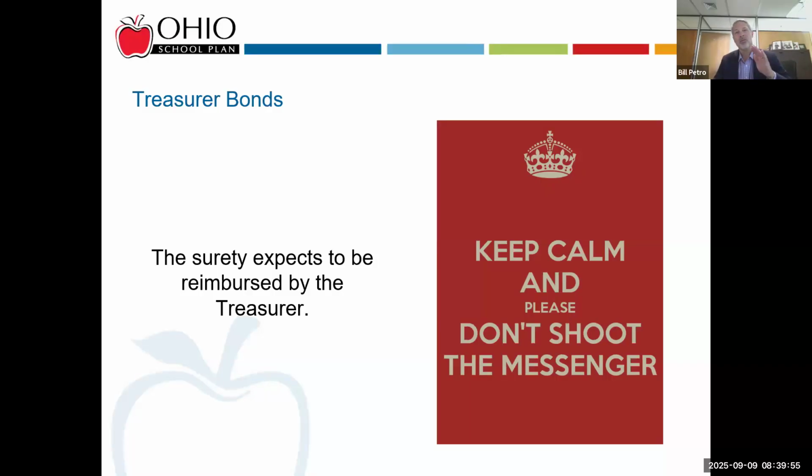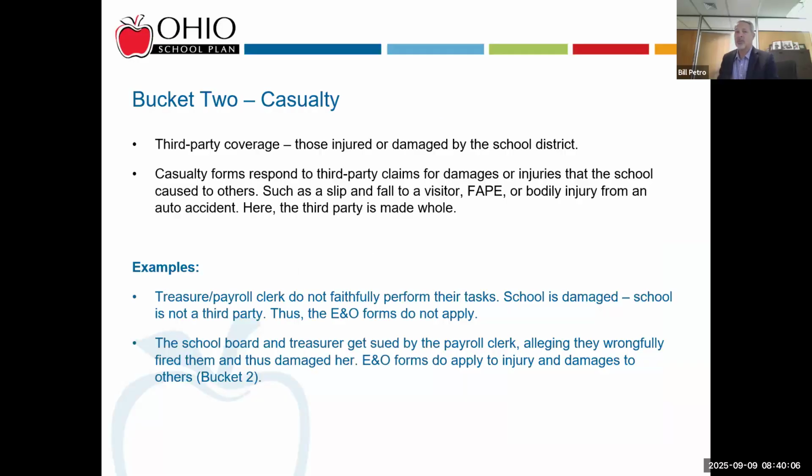People and treasurers always ask the question: why is that? We'll get into that. That's an extremely important point to remember, that if the surety makes a payment, they want to be reimbursed personally from the treasurer.